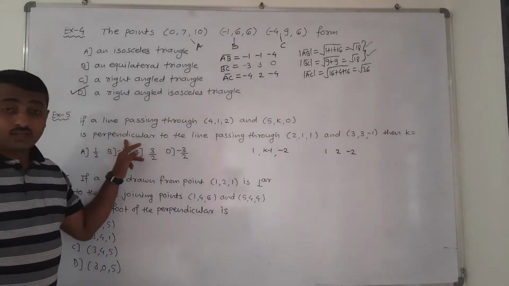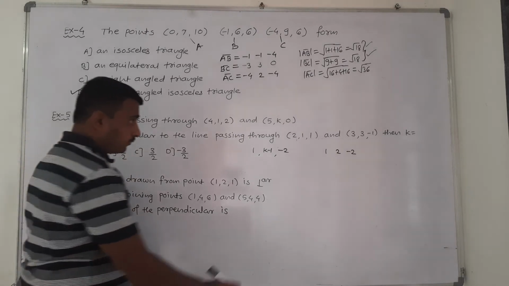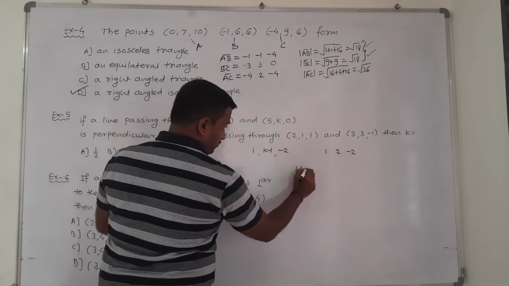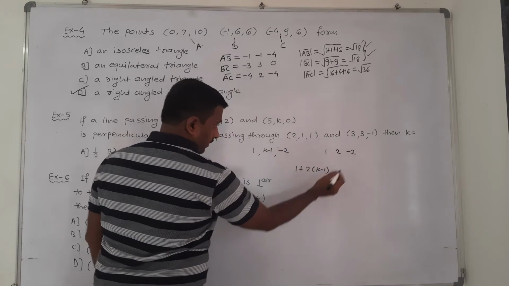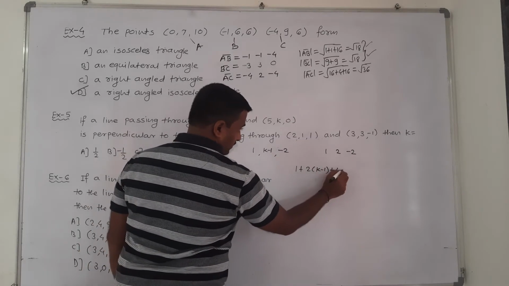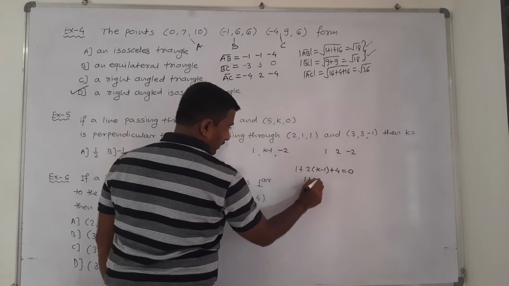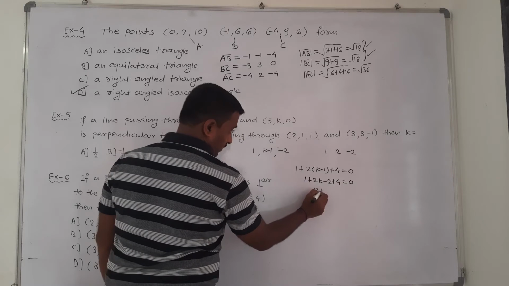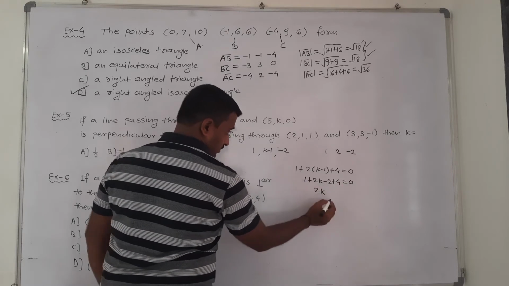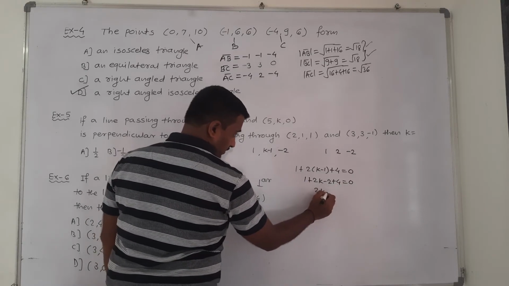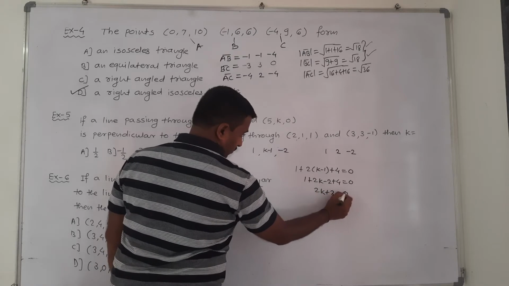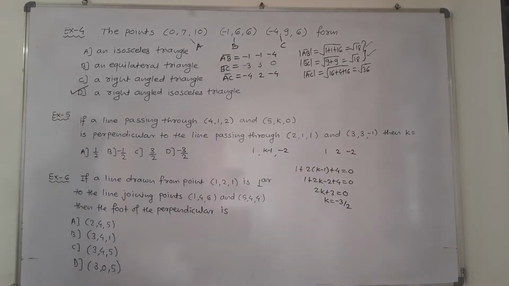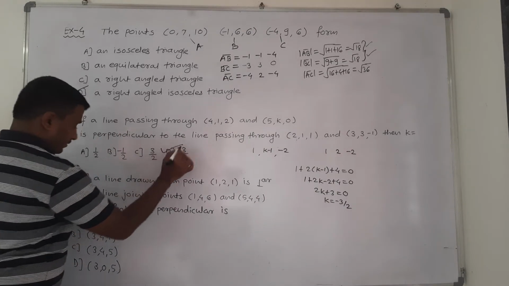It is perpendicular, therefore dot product 0. Dot product: 1 into 1, 2 into k minus 1, and -2 into -2 plus 4 is equal to 0. 1 plus 2k minus 2 plus 4 is equal to 0. That is 2k plus 3 is equal to 0. k is equal to -3 by 2. Minus 3 by 2, D option.